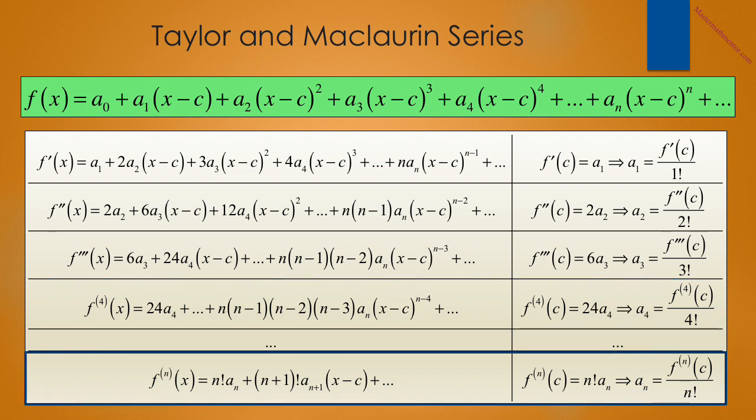Following the same pattern, the nth derivative of f at x is n factorial a sub n plus n plus 1 factorial a sub n plus 1 times the quantity x minus c plus dot dot dot. We don't really care about any term other than the first because when we plug in c, we are going to get 0. So the nth derivative of f at c is n factorial a sub n, meaning that a sub n is equal to the nth derivative of f at c over n factorial.